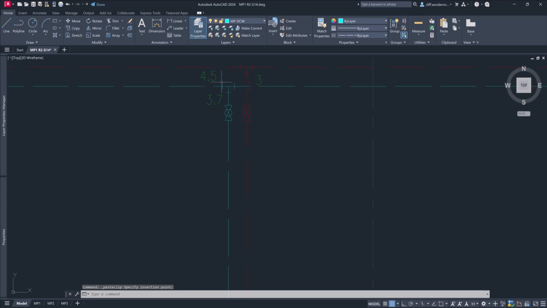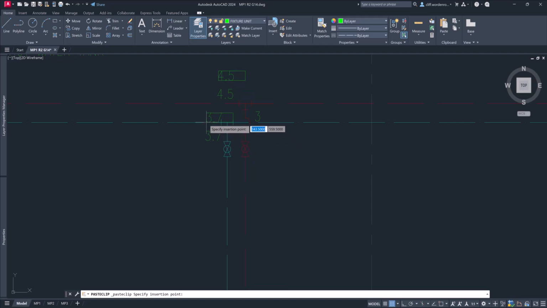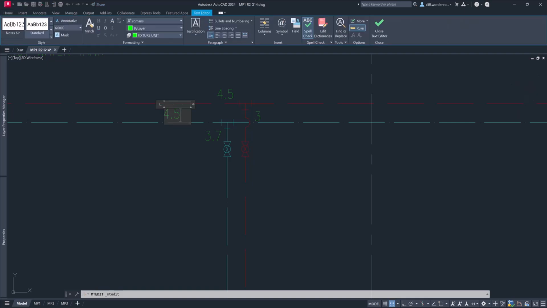So we have 3, 3.7. So 3.7 on this one, 3 on this pipe. That means this is a 6.7. Right? 3 plus 3.7. So let's copy this. I'll just move it down the line. So again, that's this branch. So 6.7. So this is our first one where we need to size up.